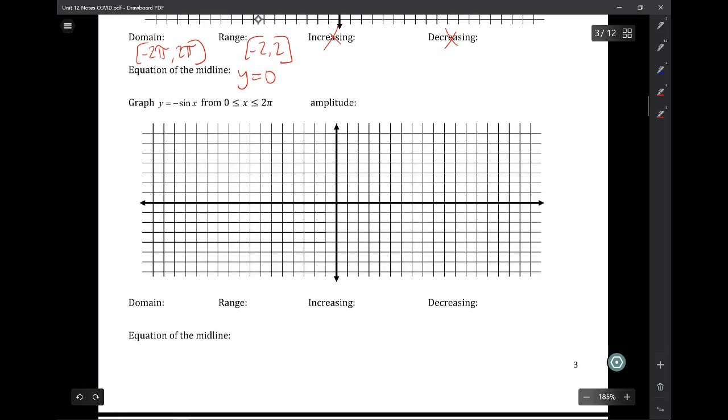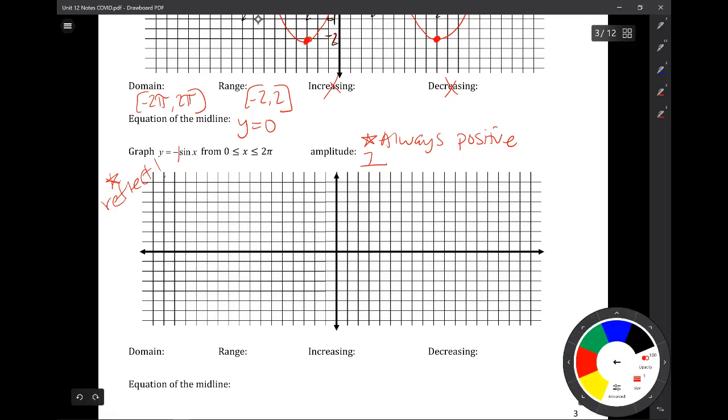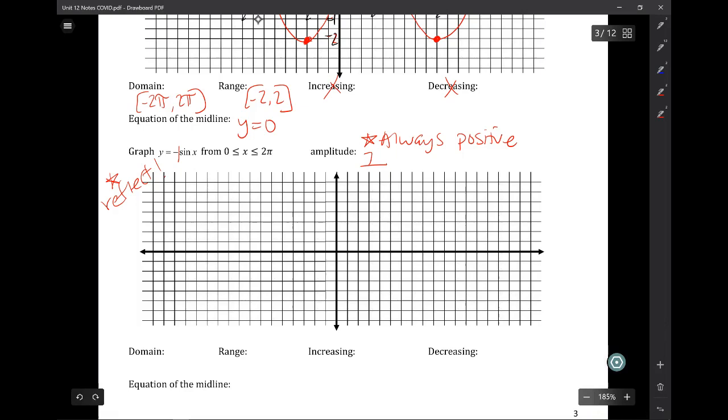So the last sine curve that I want to graph today is negative sine x. So now what happened was this 1 out front is now negative. The amplitude is always positive. So my amplitude is a 1 still for this problem. However, the negative is actually going to reflect our image. So let me switch my color again and label my axes.